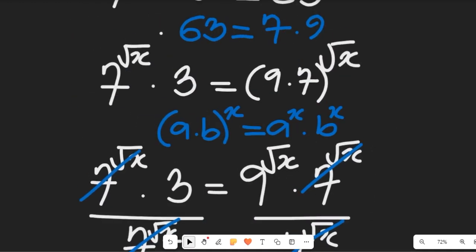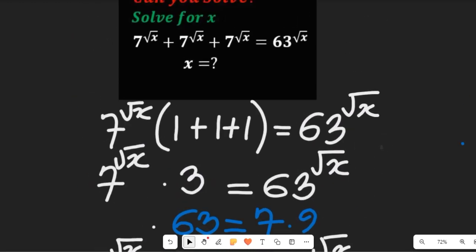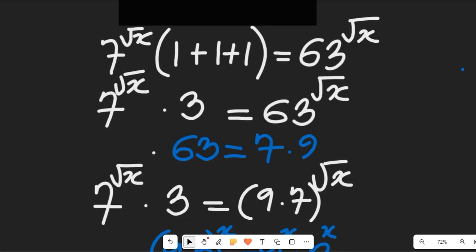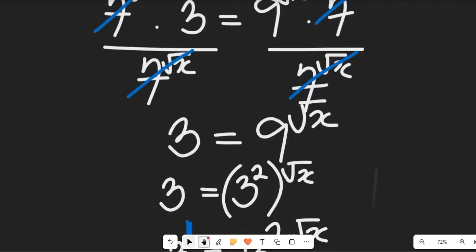Voila! Complex but very easy if you can follow the basic principles of indices.